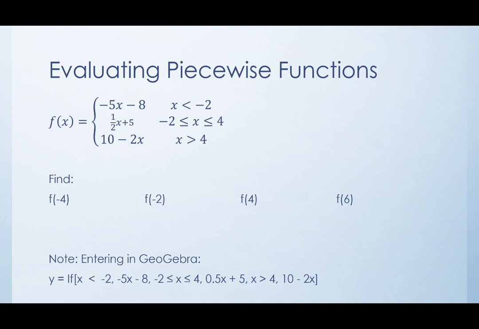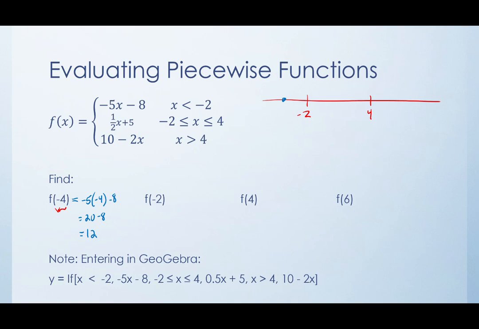All right, and so when we're evaluating this, we've got to say, okay, which part should I use based on where my input lies? So if we want to find f of -4, we have a part for less than -2, we have a part for -2 to 4, and we have a part for greater than 4. So if my input is -4, that's over here somewhere. So we're using that first piece to figure out what our function is. So -5 times -4 minus 8. So we're looking at 20 minus 8, which will be 12.